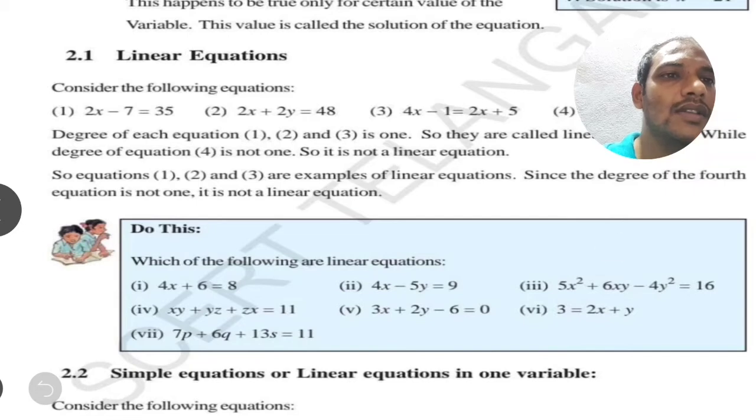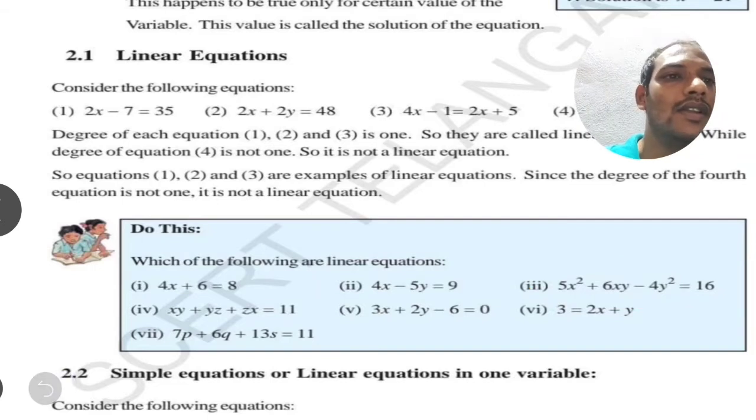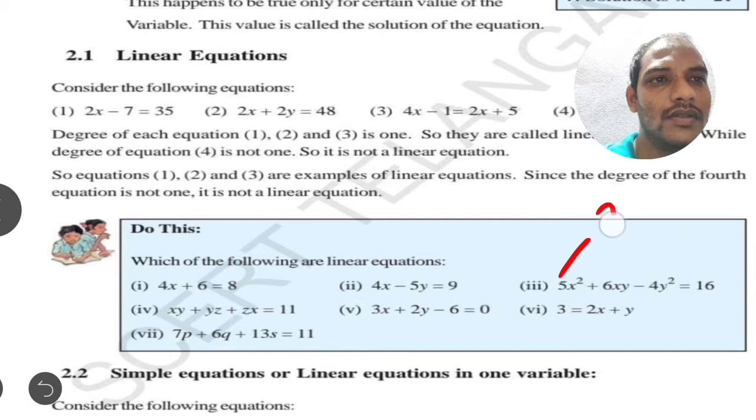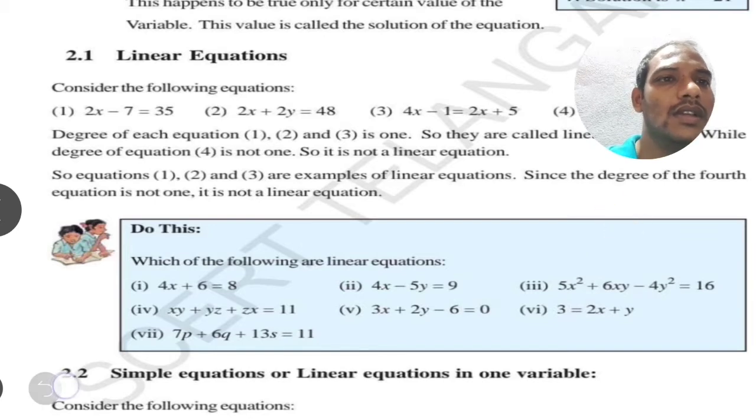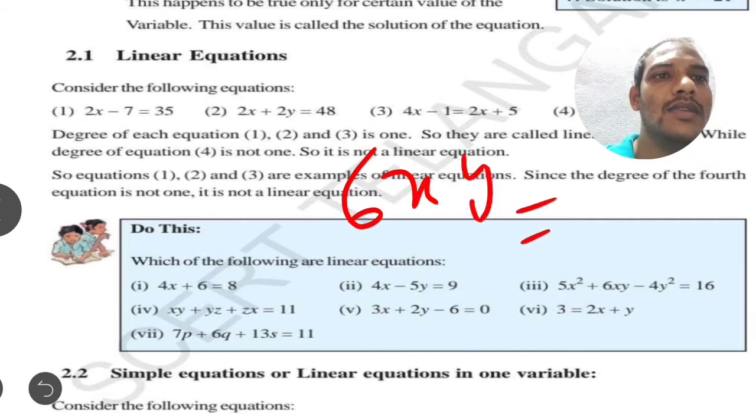Next, the third one is 5x square plus 6xy minus 4y square equals 16. Let us find out the degree of this equation. The first term's degree is 2. For the second term, see here, 6xy is given. It is only one term, not two terms.